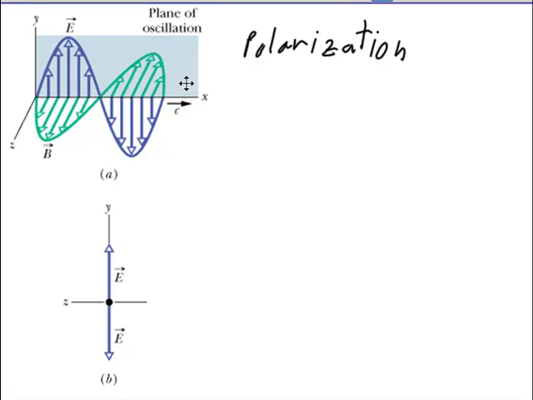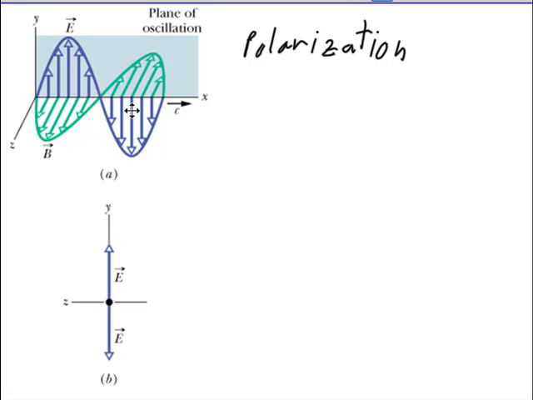If I drew a cross-sectional picture from the front, I would see the electric field varying from large and positive to 0 to large and negative back to 0. And the magnetic field goes perpendicular. So the magnetic field would be here in the z direction, and this is showing the light coming out at me in the x direction.